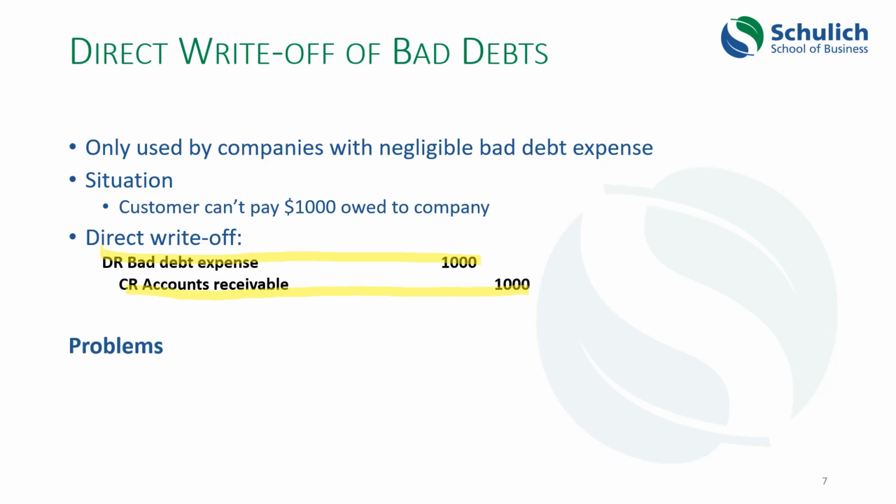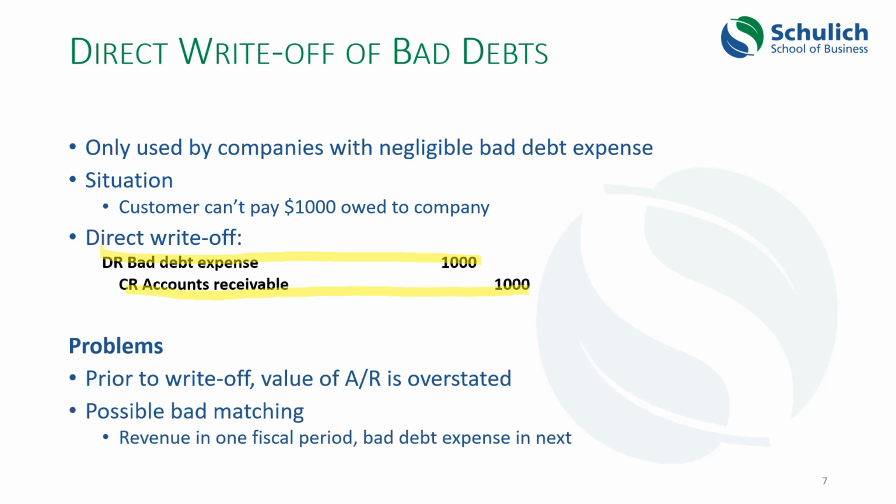There are, however, problems with the direct write-off method. The first problem is a balance sheet problem. Prior to this write-off event that we just looked at, the accounts receivable value on the balance sheet is overstated because it includes $1,000 that we already know we're unlikely to collect. So when we first created the accounts receivable, that seems reasonable, we're going to collect, but as time goes by, our certainty about collection is going down and down and down, and therefore our accounts receivable is overstated.